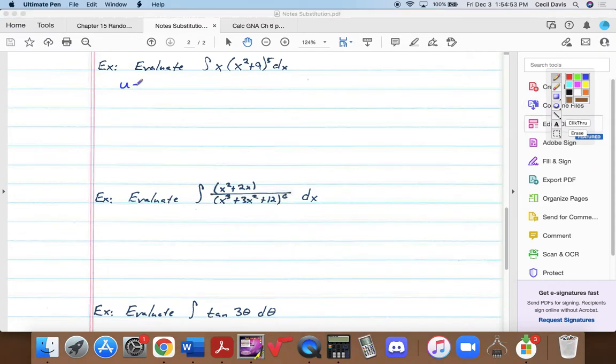So I'm going to let u be equal to the inside part of my function, x squared plus 9, the inside part of the composite function. Take the derivative with respect to x. We get 2x. I notice here that I'd like it to be x dx. So I'm going to multiply both sides by dx and divide both sides by 2. That'll mean that 1/2 du is equal to x dx.